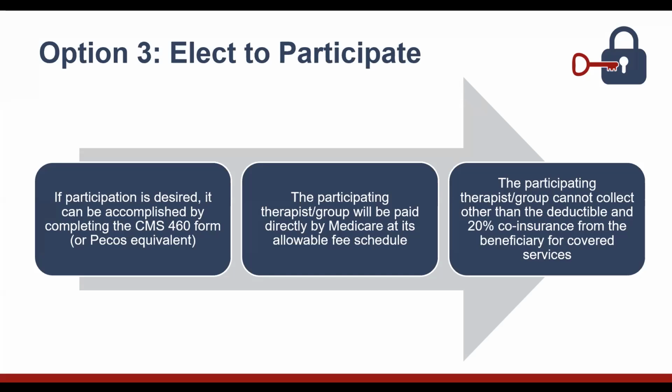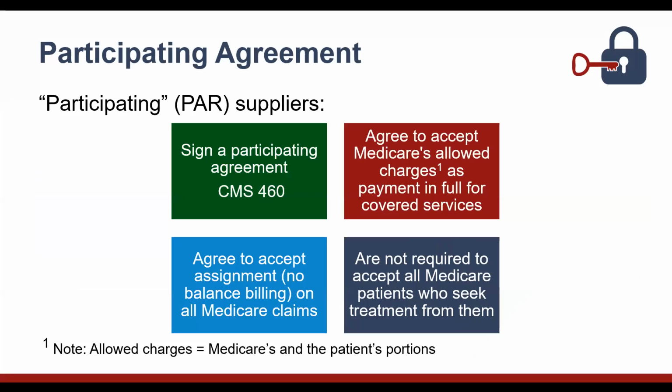If you're participating, you get paid directly by Medicare at its allowable fee. And of course, you cannot collect above the patient's co-share, which is their deductible and their 20% co-insurance at the Medicare allowable rate. You are accepting assignment on all of those cases. And that's illustrated on either your electronic claim or your paper. So you sign a participating agreement, that's 460. You accept the charges. Again, these are the allowed charges, including Medicare and the patient. You accept the assignment, no balance billing. So you can't bill the patient anymore unless it's for a non-covered service.